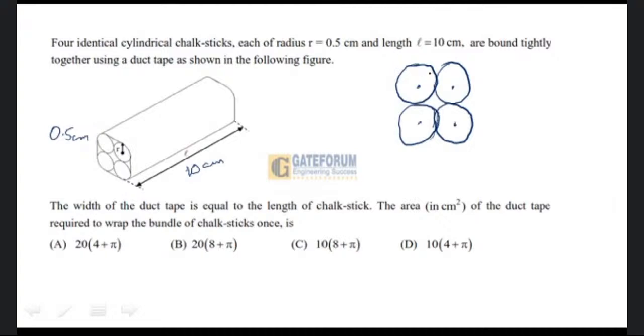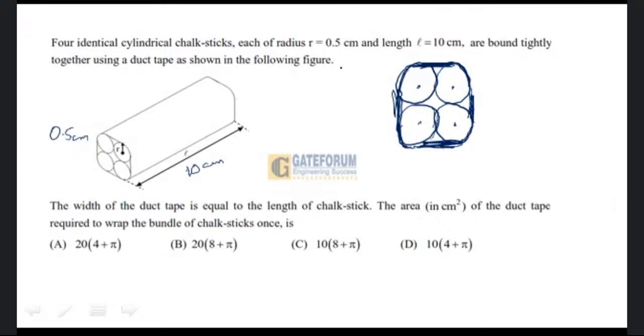And how has the duct tape gone? It has gone like this. This is the duct tape. Then it has gone along with the chalk. Then it has gone like this, and along with the chalk, because it is wrapped tightly together. Then like this, and then along with the chalk. And once this wrapping is done, how do we do this?